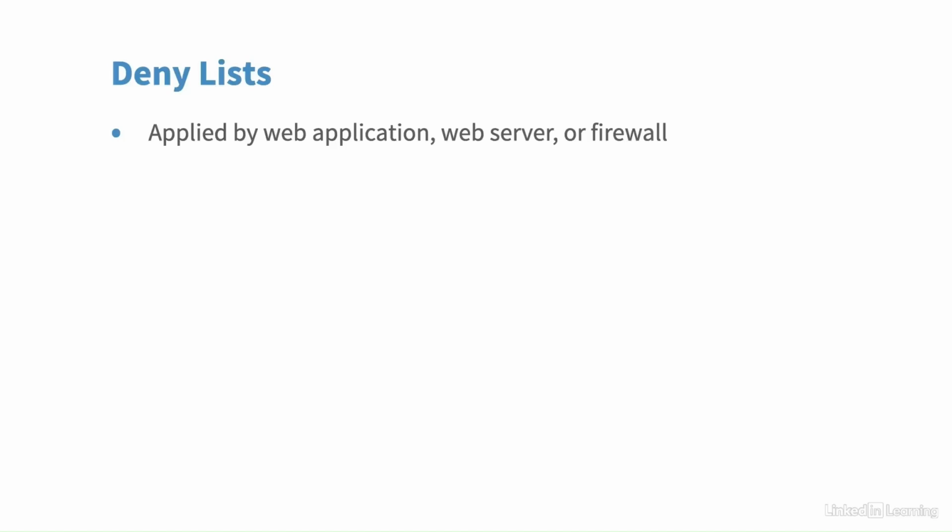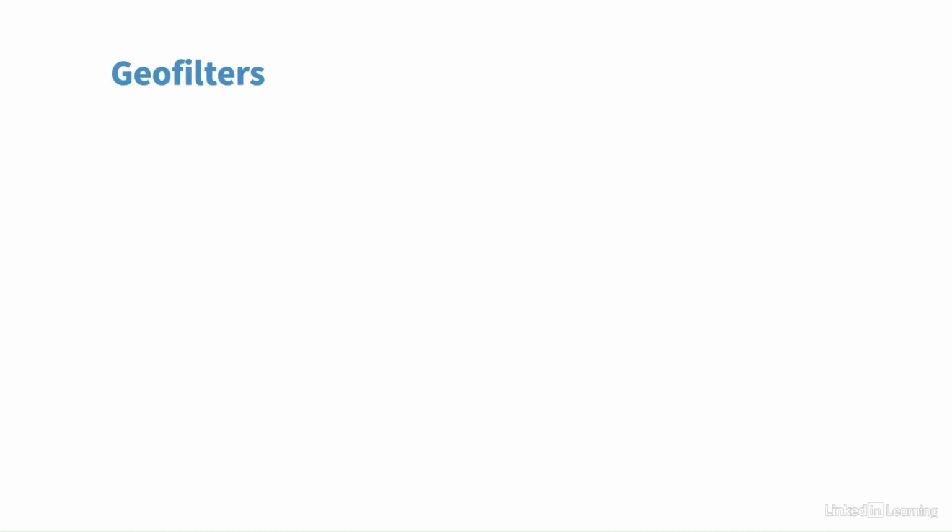As one example, Fail2Ban is popular software for Unix that monitors the web server log files looking for suspicious activity, and then it updates the firewall rules with a deny list to reject those IP addresses for a certain period of time. Geofiltering may make sense for some websites.